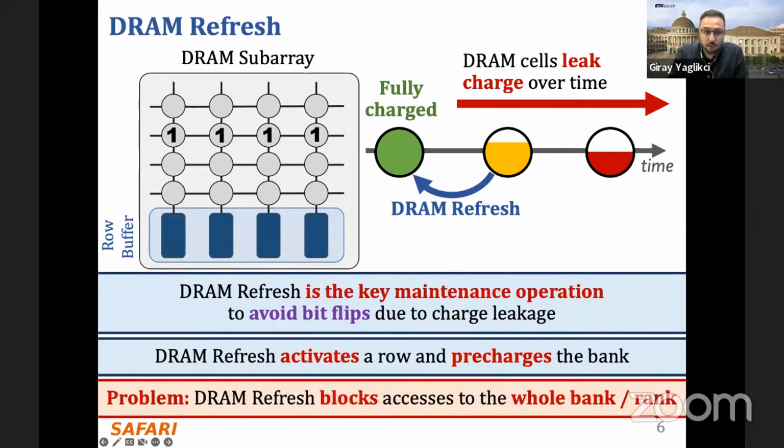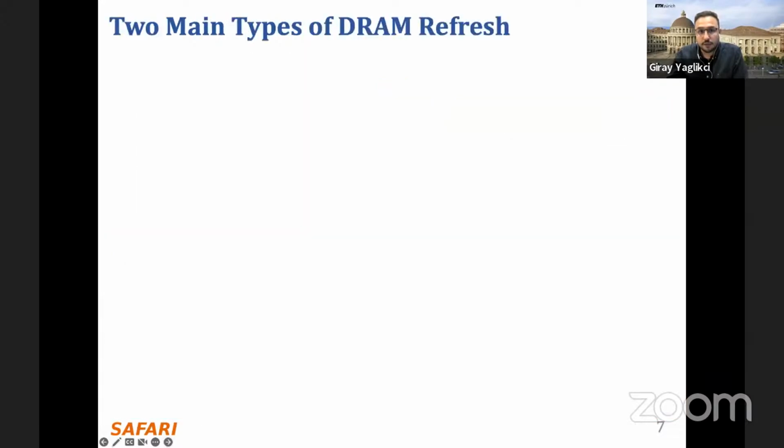So there is one problem with DRAM refresh. During the DRAM refresh, we block the whole bank or whole rank so that no other accesses can be performed to the DRAM bank or rank during a DRAM refresh. And it comes with a performance overhead, of course.